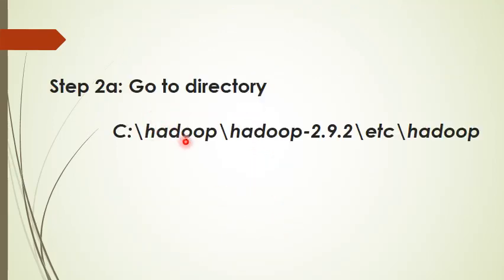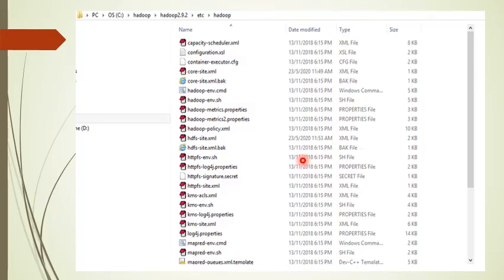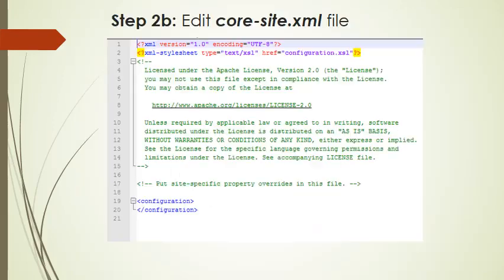Step 2a, go to the directory c/hadoop/hadoop-2.9.2/etc. Here it is. Here if you see, all the files are there: core-site.xml, mapred.xml. So step 2b, edit core-site.xml.